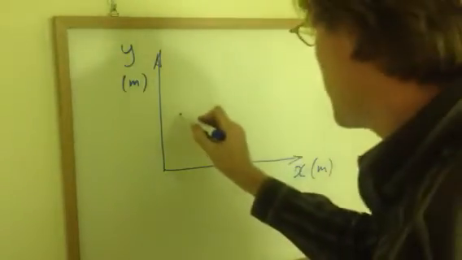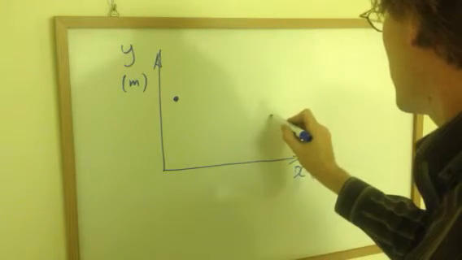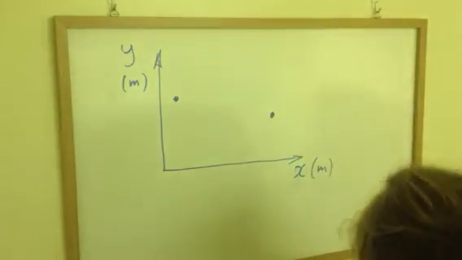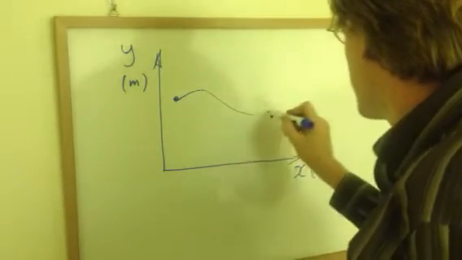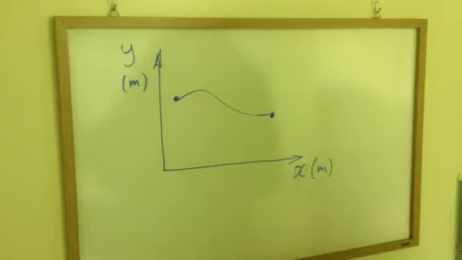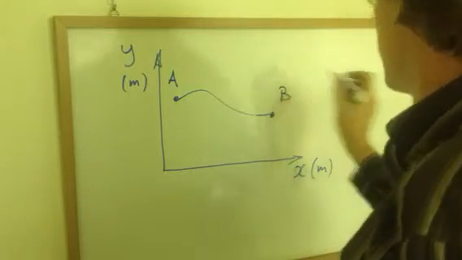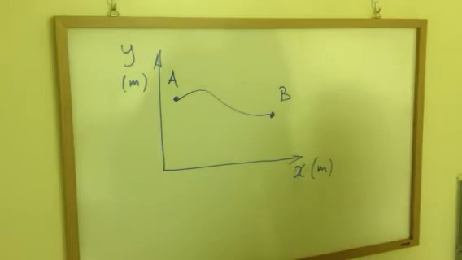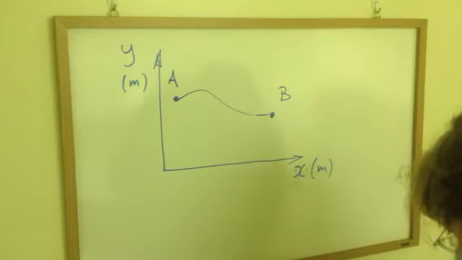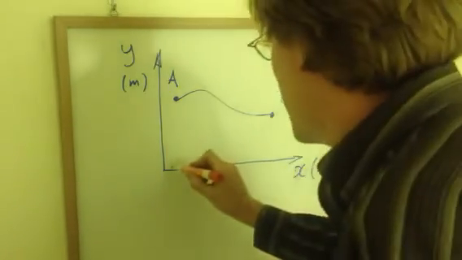Then they describe some kind of flight path of an insect. So there's 2 points. One point is labeled A, the other point is labeled B, and they first ask, find the x and y components of the position vector at A.